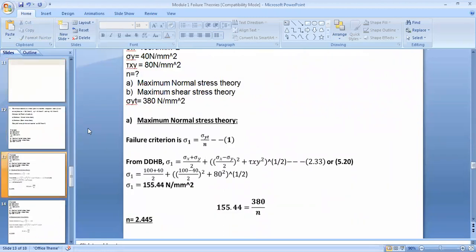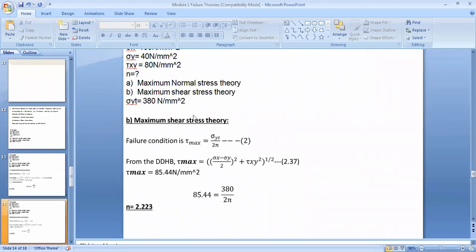Based on the maximum normal stress theory, we get a factor of safety of 2.445. Similarly, go for the maximum shear stress theory. What is the failure condition for shear stress theory? The maximum shear stress induced, tau 1,2, should be greater than or equal to tau allowable. The allowable shear stress is always half of the allowable normal stress, and the normal allowable stress is sigma yt by n. This will be the failure condition.